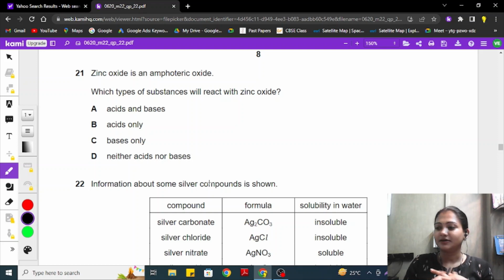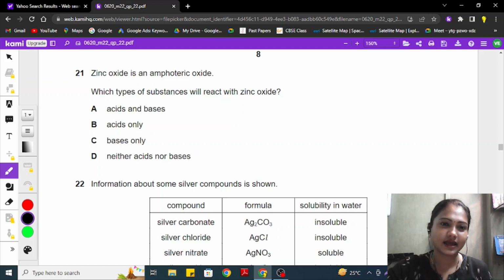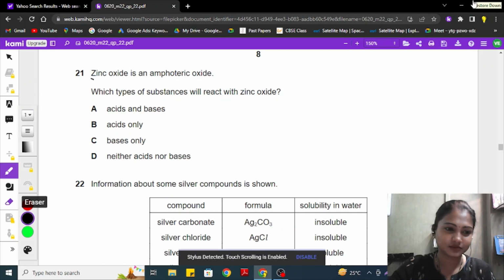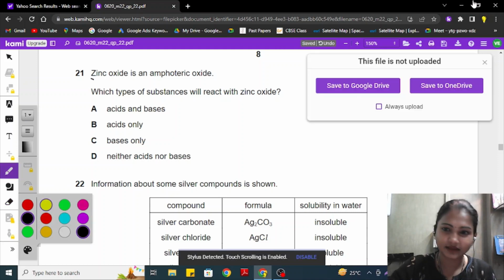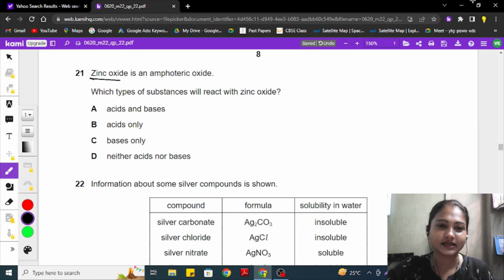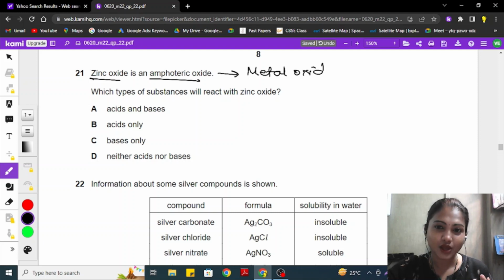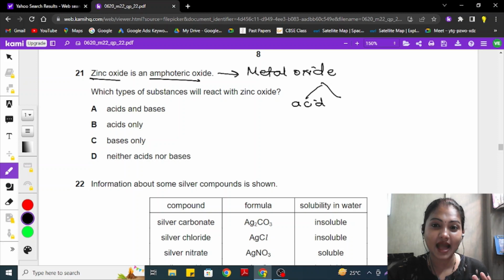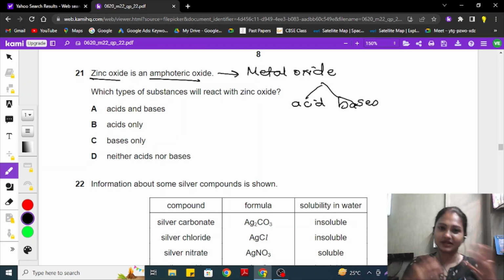Okay, so the question says that we have zinc oxide. Zinc oxide is an amphoteric oxide. Now students, what are amphoteric oxides basically? Amphoteric oxides are those metallic oxides which can react with acids as well as bases. They can react with acids as well as bases.